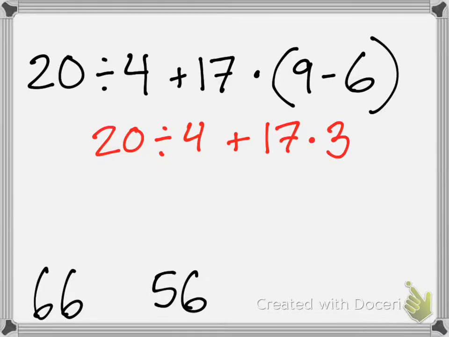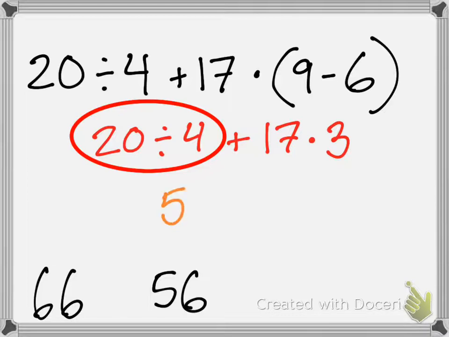Now what do I do? Now what's my next step, Amari? Yeah, I can divide the 20 by 4. What is 20 divided by 4? Show me on your fingers. It is 5. Now I have 5 plus 17 times 3.